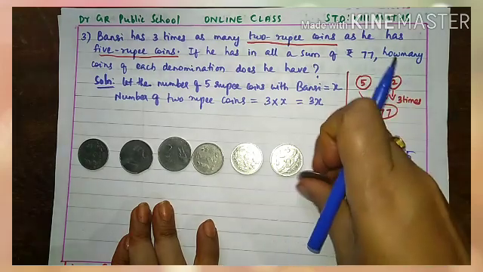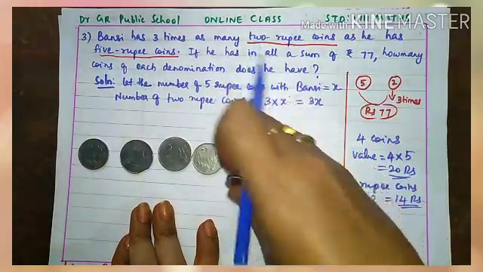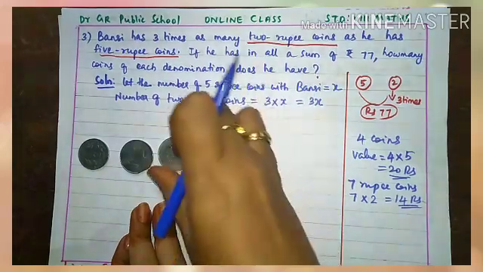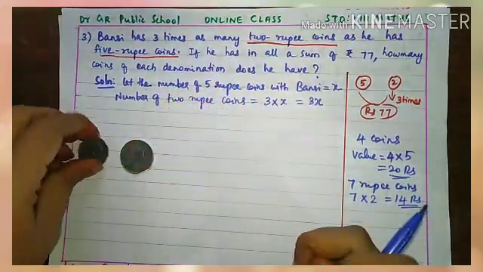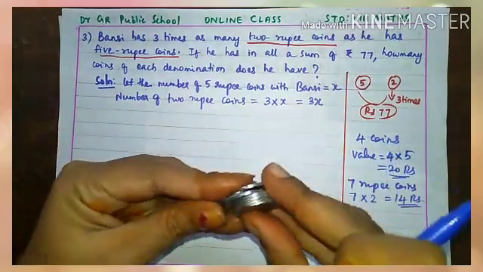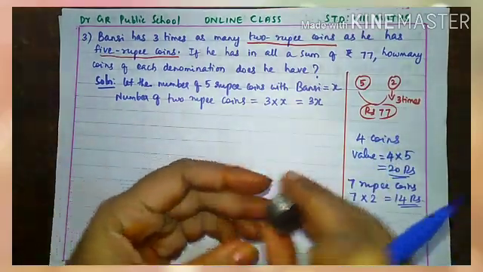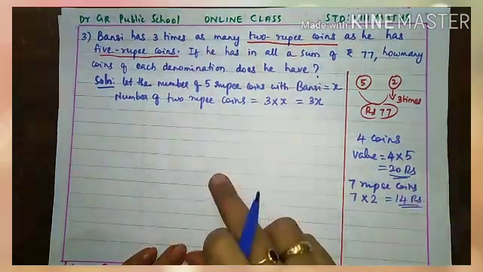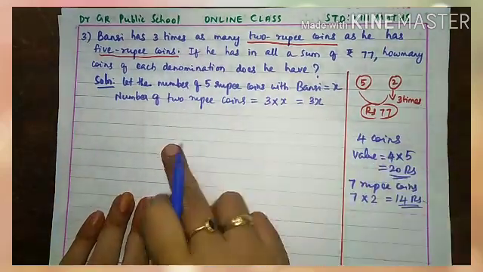Understood all of you? So 7 coins are there and these 7 coins are multiplied by 2 to get 14 rupees. Understood all of you? So that is just an example to make you understand. Okay, now we will continue the problem.